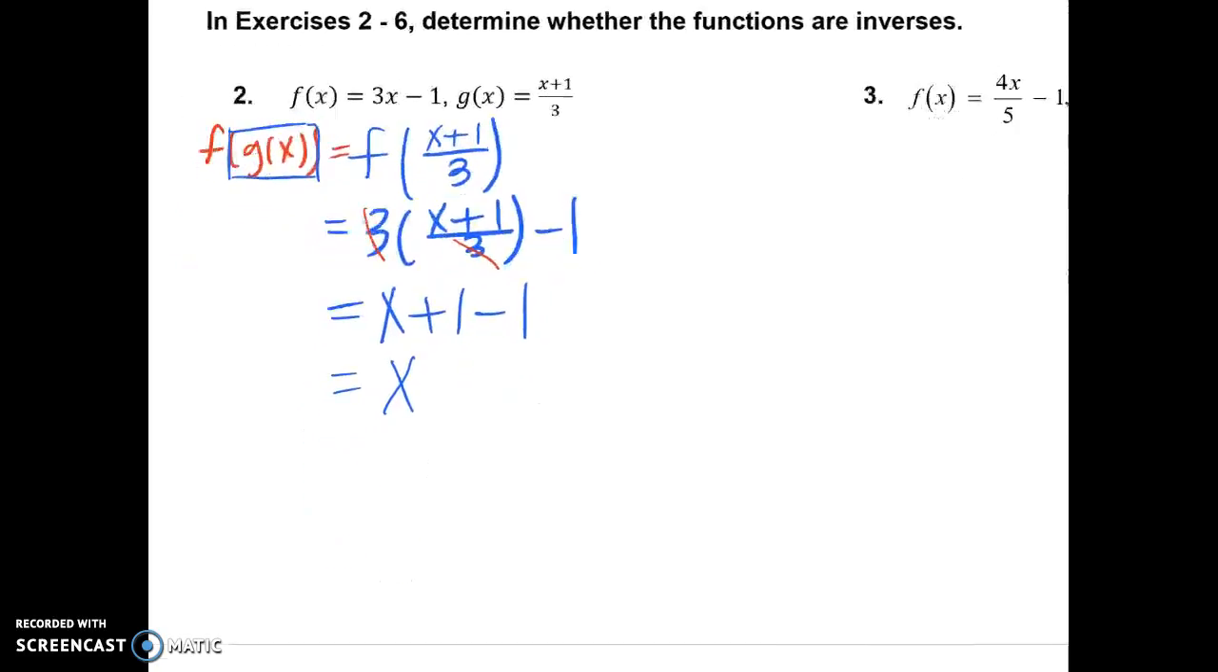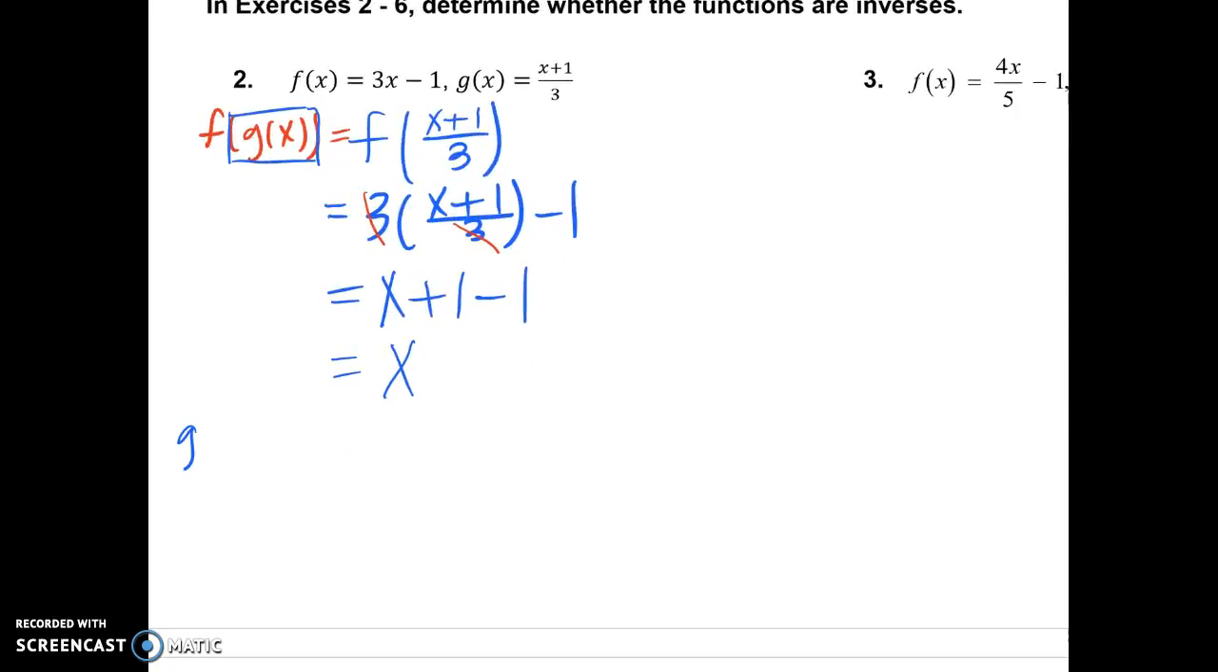We need to do the other composition, which is g of f of x. So let's try and do the same procedure. Okay, so remember this means that for the function g, every time we see an x, instead of writing x, we're going to write 3x minus 1. So go ahead and do that.